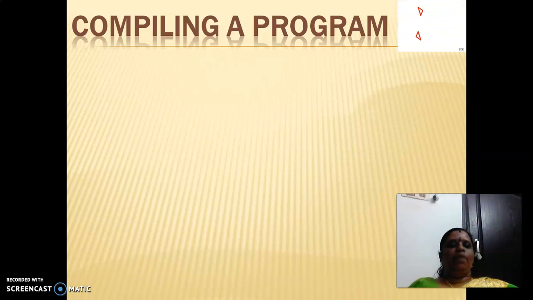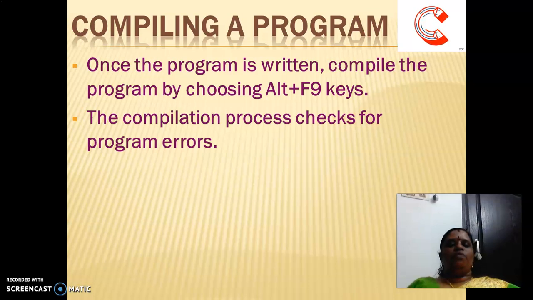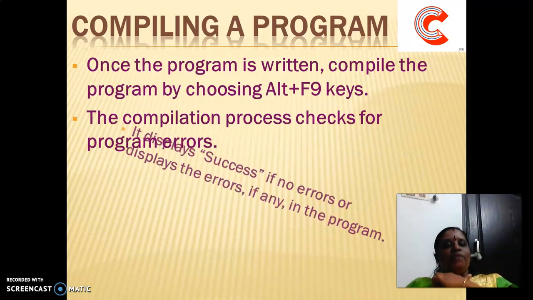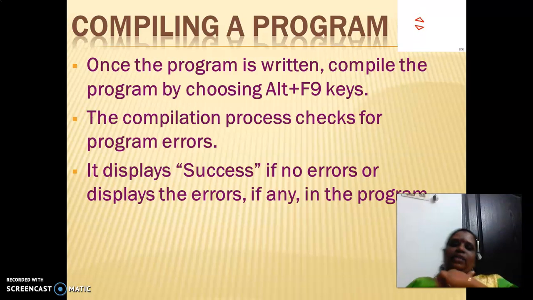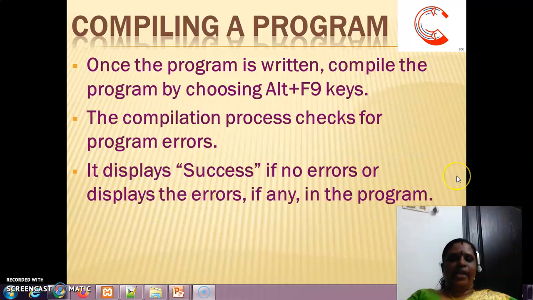The next one, compiling a program. How will we compile the program? Once the program is written, compile the program by choosing Alt plus F9. The compilation process checks for program errors. After compiling, it will check. If you have errors, it will display them. Otherwise, if there is no error, it displays success. Got it?